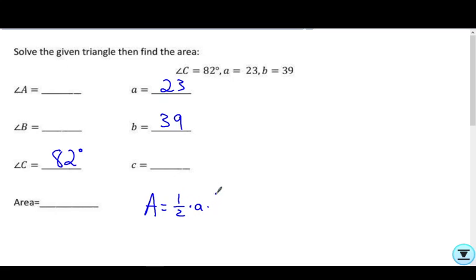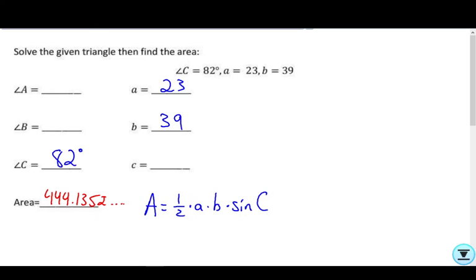So we take 1/2 times side A times side B times the sine of angle C, and you plug that in your calculator, and you get the area, which is 144.1352, blah, blah, blah. Okay? So this one I can find my area right away, where the last one I had to actually find a piece of information first.